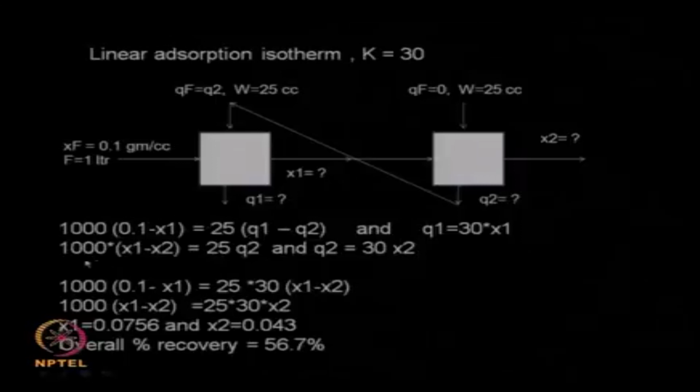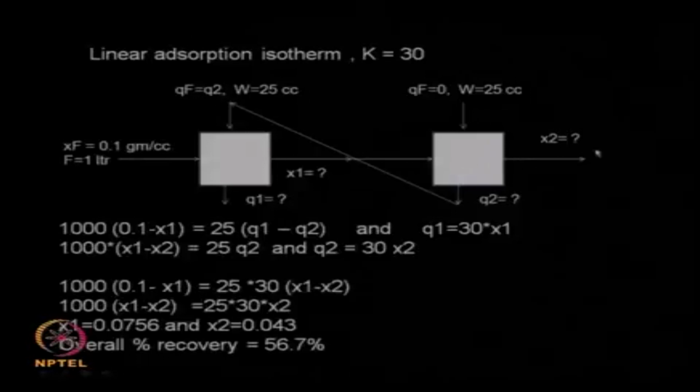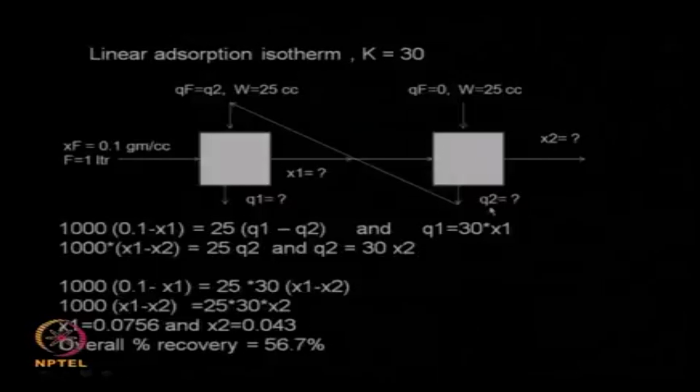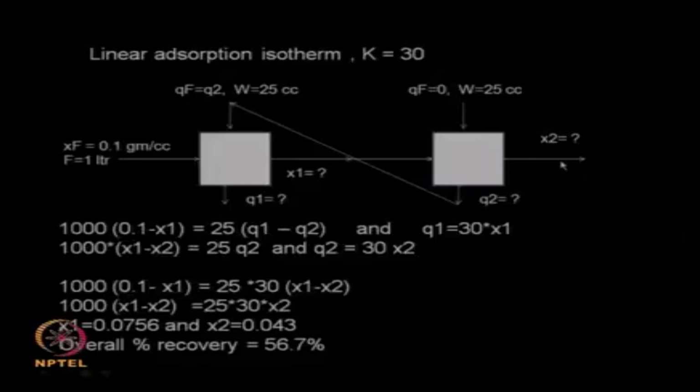Now let us look at the second stage. The concentration of the solute entering through the solution is x1 and what is leaving is x2. So 1000 into x1 minus x2 will be equal to, now here the adsorbent is fresh, right, so there is no solute entering because of the adsorbent. That is why we add only one term, 25 into Q2, whatever is leaving, and again Q2 equal to 30 x2. So you see again, as I said, the streams that are leaving a stage are in equilibrium. So Q2 is equal to 30 x2.